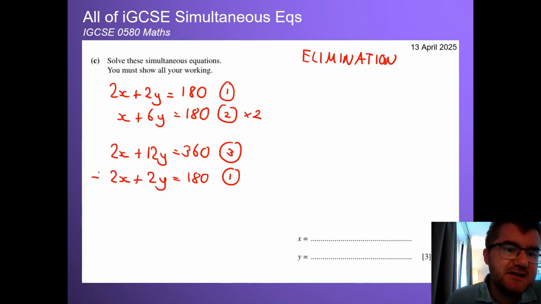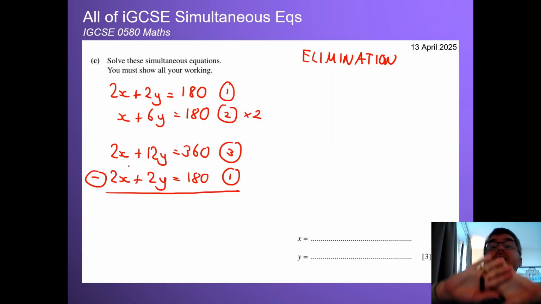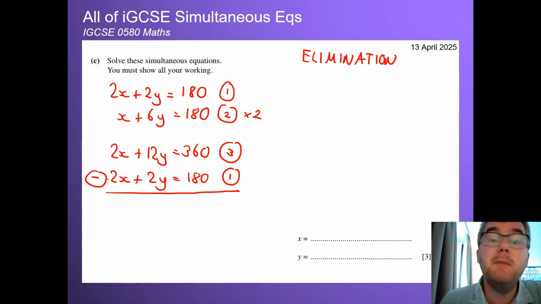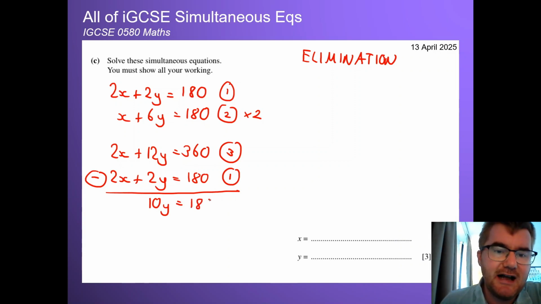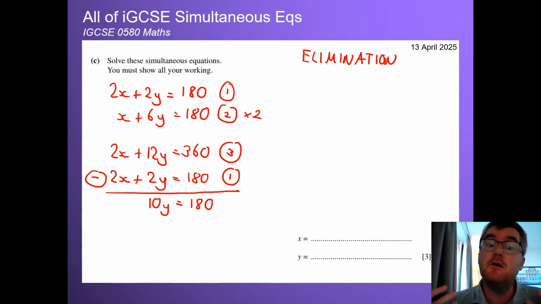Now, what effect does that have if I subtract one from the other? Well, 2x minus 2x disappears. There is nothing left. And this is going to be very, very helpful. 12y minus 2y, that's just 10y. And then 360 minus 180 is 180. Notice by using this elimination method, I've eliminated, hence the word, one of the variables, so x in this case, leaving me just with an equation in y.